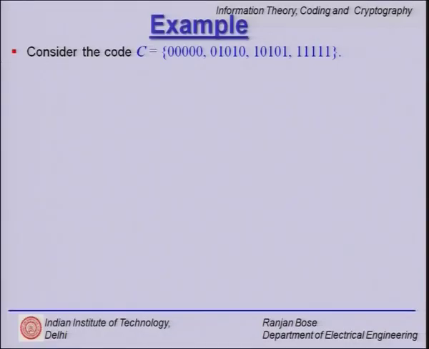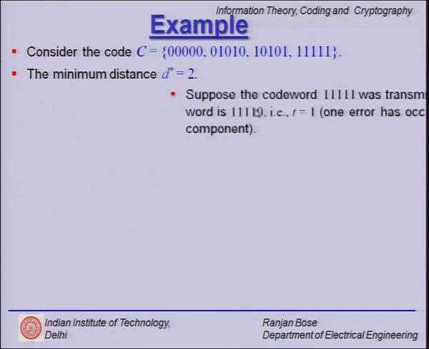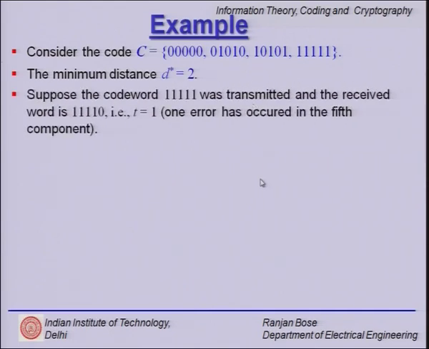So, let us look at another simple example. Here k is equal to 2, n is equal to 5, and we can find out very quickly that the minimum weight and minimum distance of this code is indeed 2. Suppose this 1 1 1 1 1 vector was transmitted, but one bit got flipped. So, what we received was 1 1 1 1 0. So, the fifth component is in error.